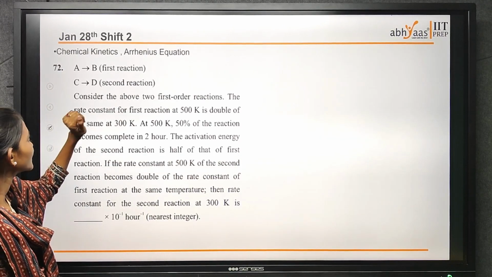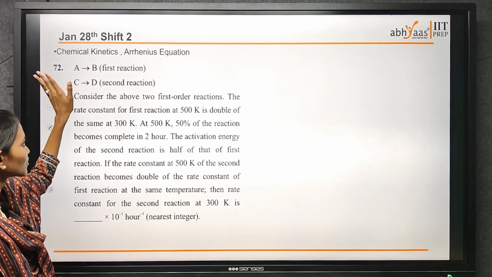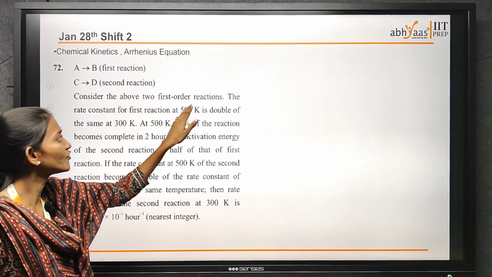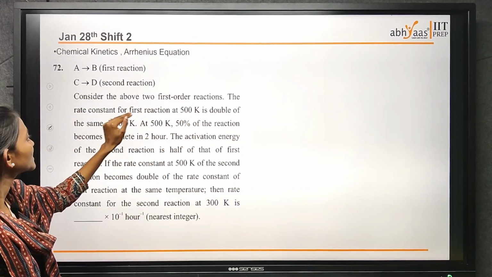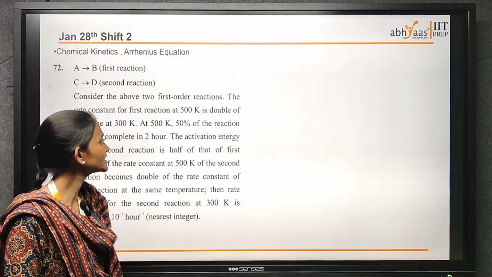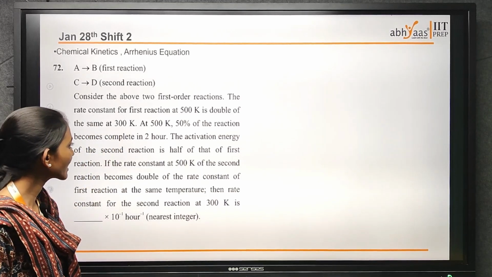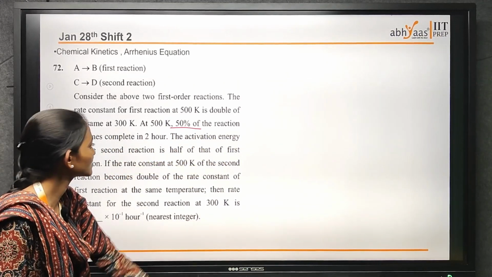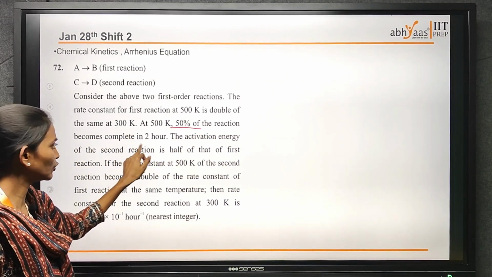This is from chemical kinetics. They are asking A to B first reaction, C to D second reaction. Consider the above two first order reactions. The rate constant for the first reaction at 500 kelvin is double the same at 300 kelvin. At 500 kelvin, 50% of the reaction becomes complete in 2 hours.